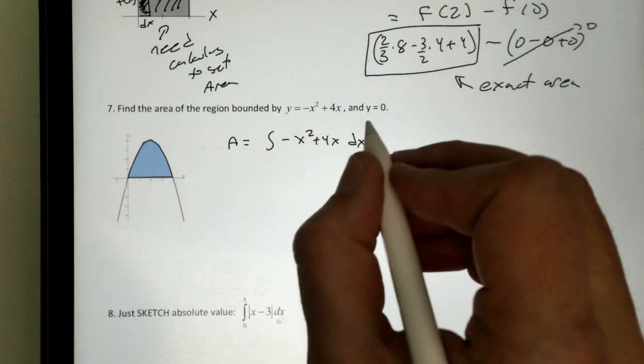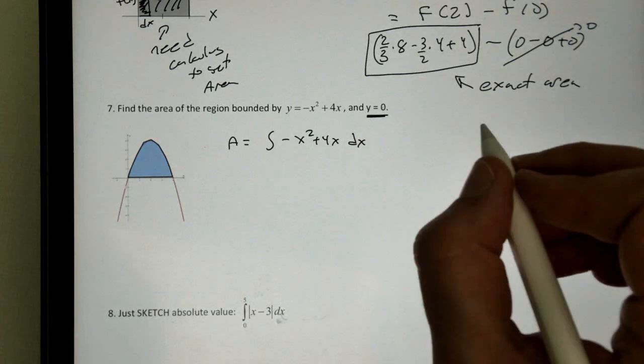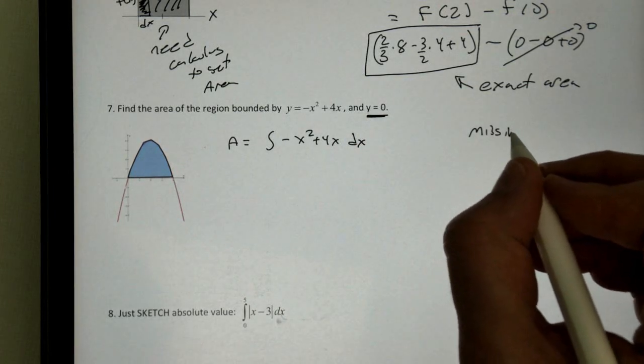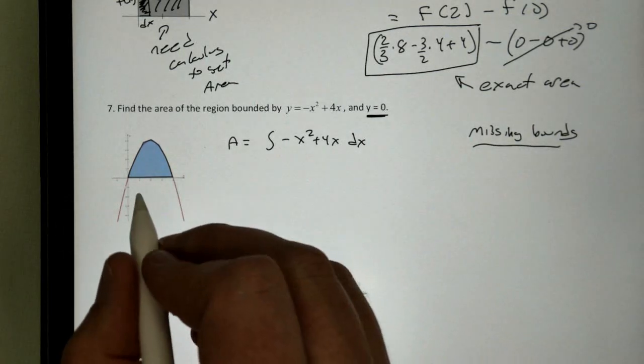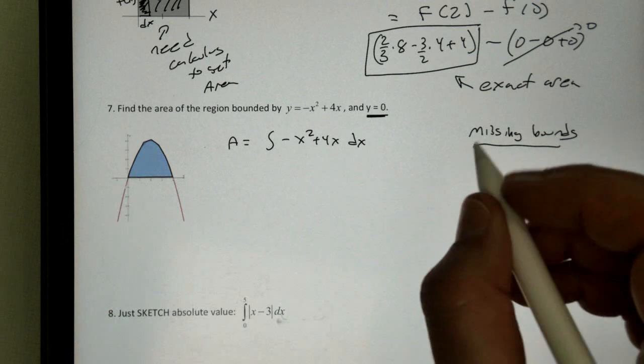Now, but be careful. They didn't tell me where it starts. So they don't give me my bounds. I am missing my bounds here. So we got to find them. One, I could look at the graph that I'm given. But if not, we can always solve it.